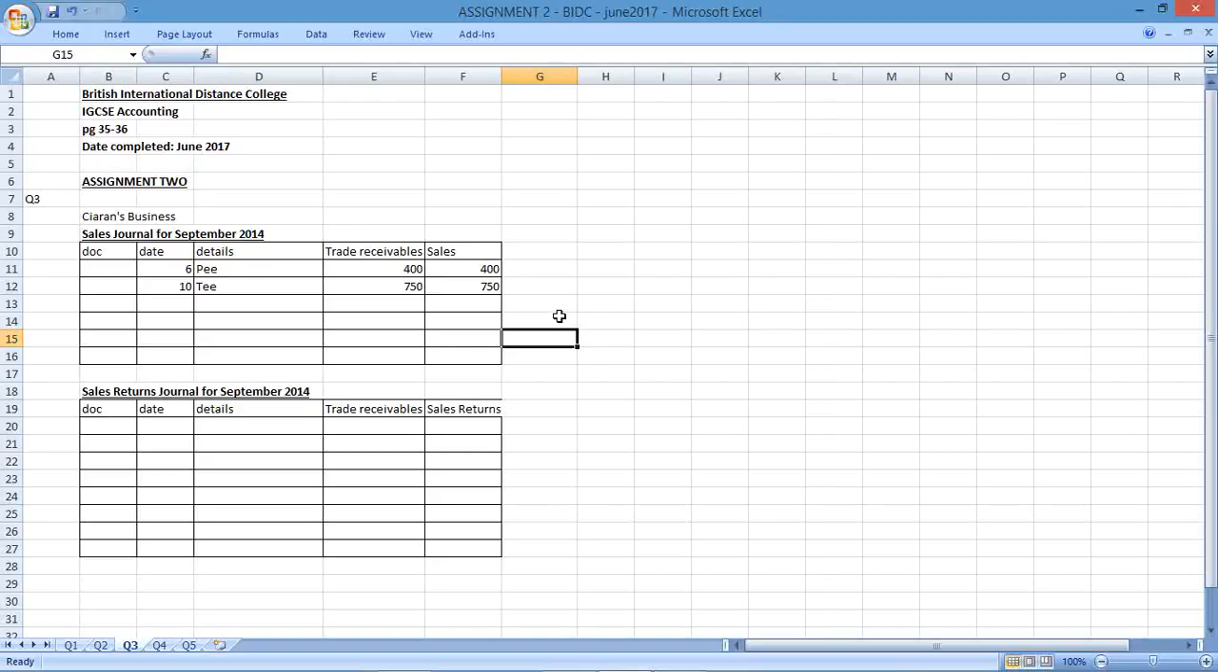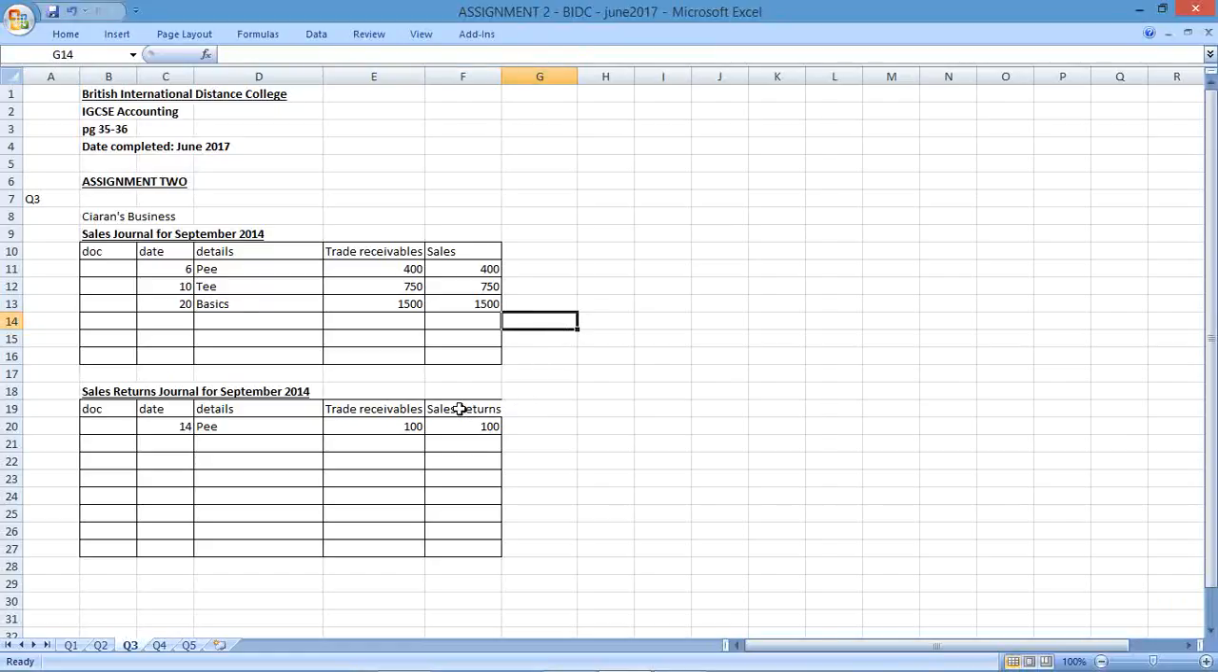Then on the 14th, there were goods that were returned. So on the 14th, these were returns from P. And how much did P return? 100. Then we've got on the 20th more goods sold. And this was sold to Basics. That's what they've given you in the information in the question. And the amount here was 1,500.